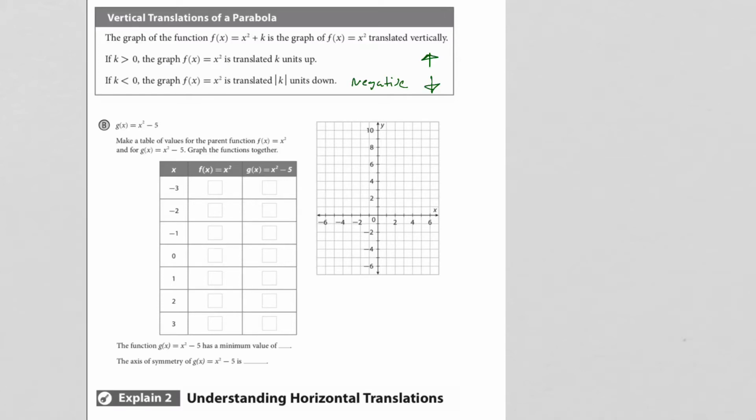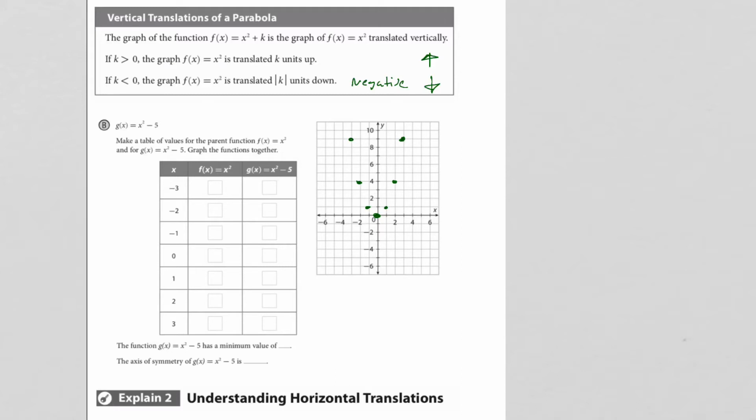So let's engage in an activity here on this example. And we're just going to draw the parent function. We've got 0, 0, 1, 1, 2, 4, 3, 9. This is the basic quadratic function.